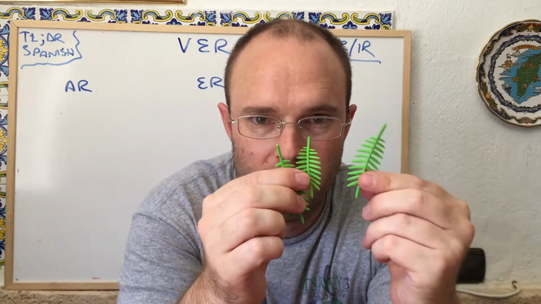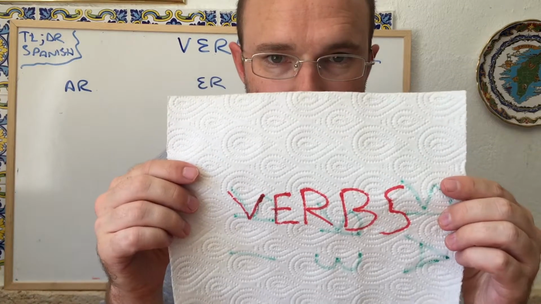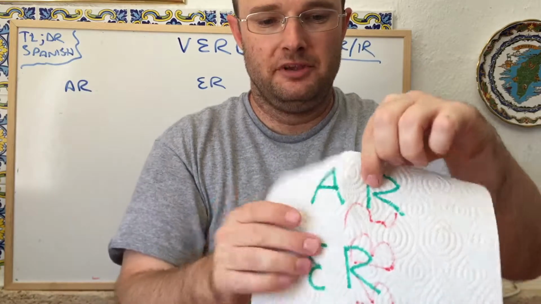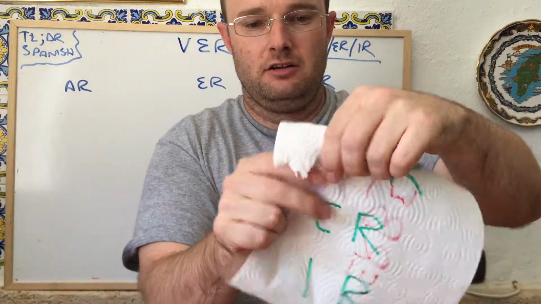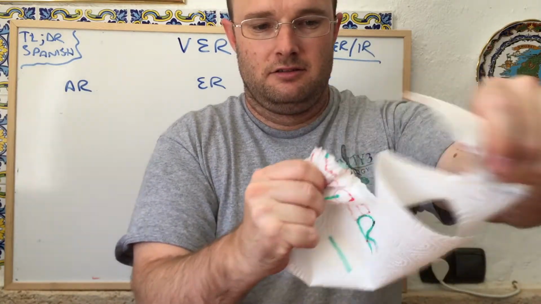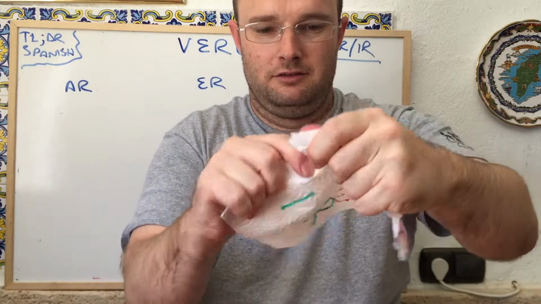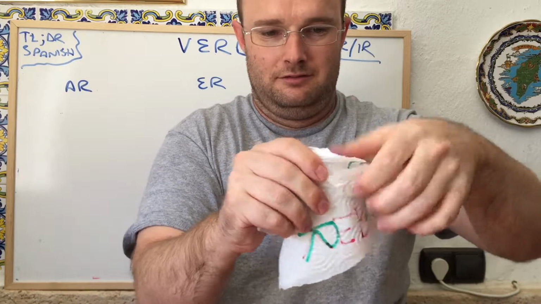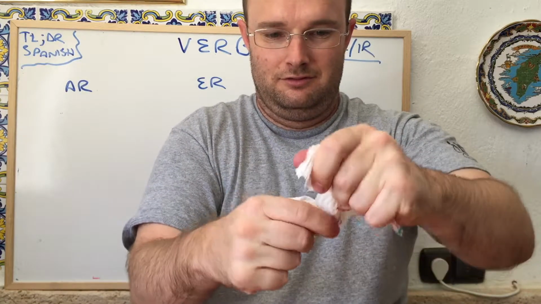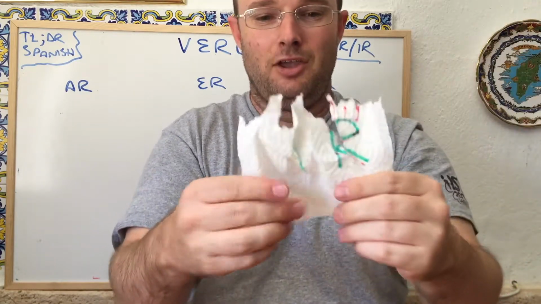AR, ER, and IR. If you're looking at verbs as a whole in Spanish, you need to divide them up into three parts. AR, ER, and IR.